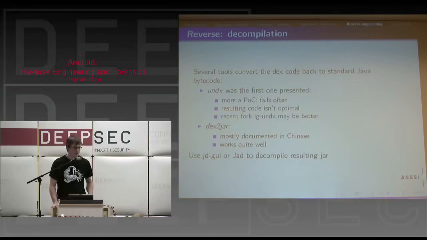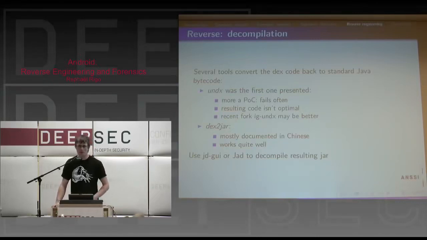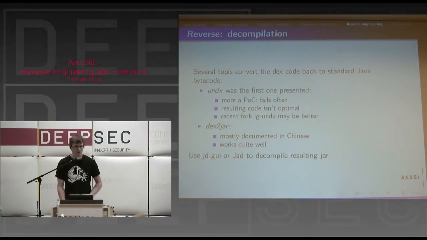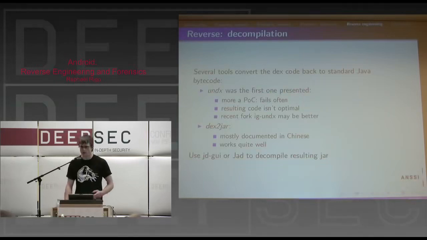There is a recent fork that may work better. They mainly include bug fixes. But there is another one that was developed by a Chinese developer, which is completely documented in Chinese, so you basically have to reverse the decompiler to understand how it works. But it works quite well. It generates a jar file that you can decompile afterwards with JD-GUI, for example, or JEB. And it's really working well. You can basically throw any application at it, and it will work.